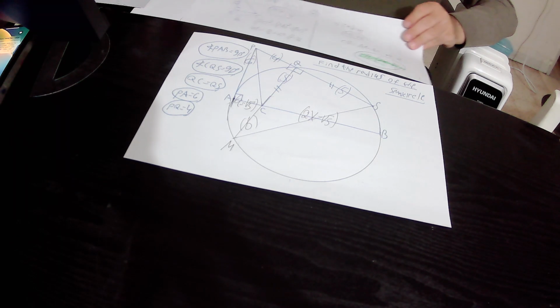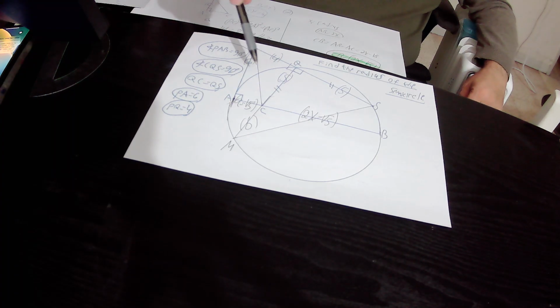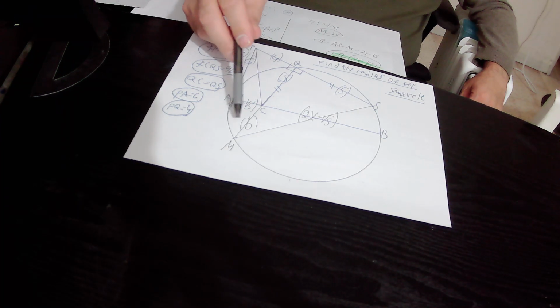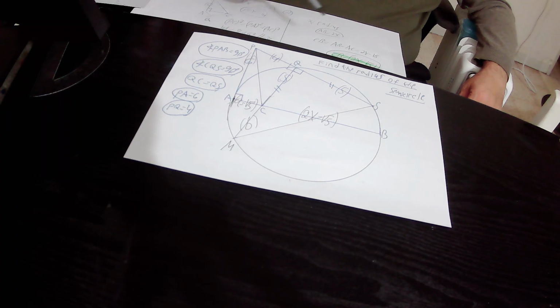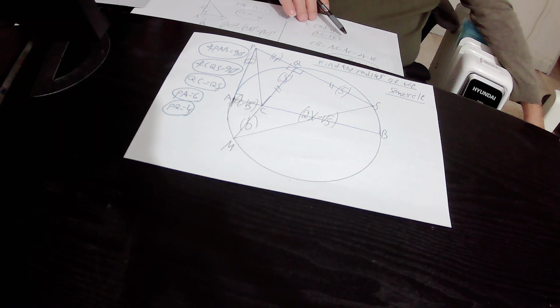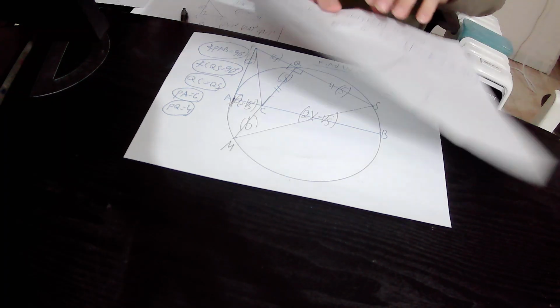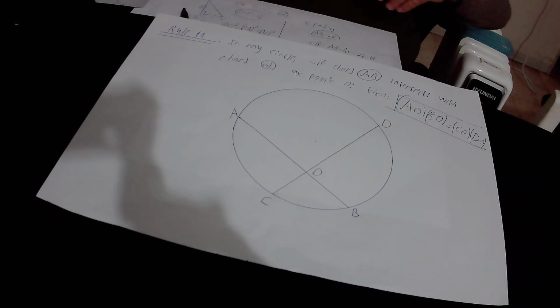Then I completed the semicircle to a circle, and we extended side QC by a straight line until it touches the circle at point M. Then I presented to you a new rule and we implemented the new rule in our drawing. This is actually rule number 11, which is true in any circle.